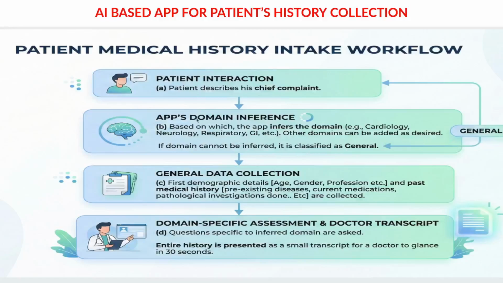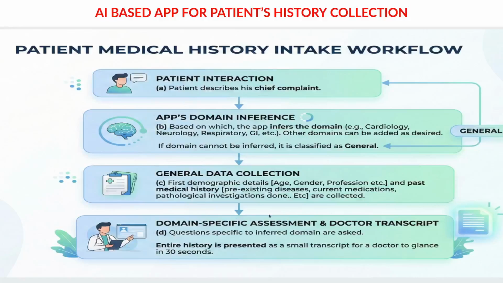Okay. But we don't directly start asking domain-related questions. First we ask general data collection: age, gender, then past medical history, what medications they are taking, any investigations that have been done, and if yes, then what are their reports. The patient may even upload his report or MRI images or everything on our app. Okay, then once this general history is taken, domain-specific questions will be asked by the app, and those answers will also be recorded. So there will be two types of history.